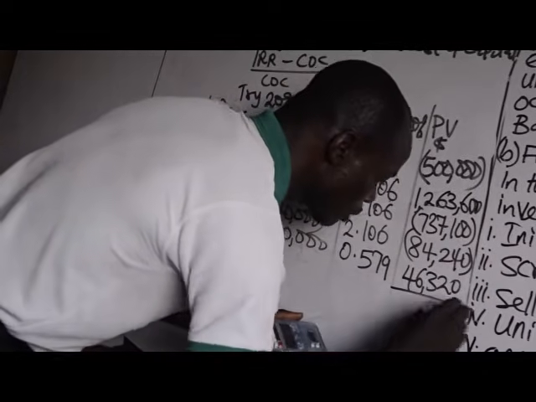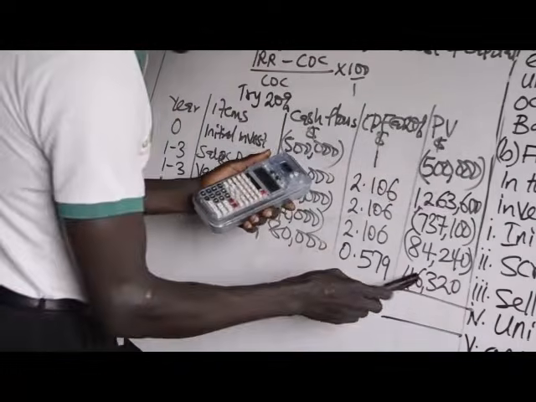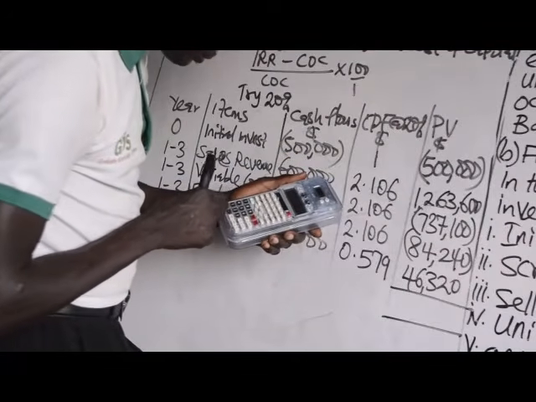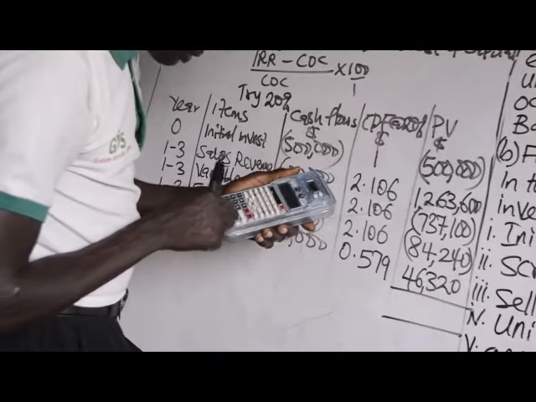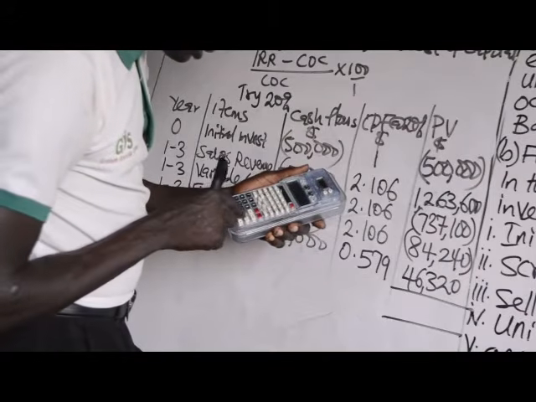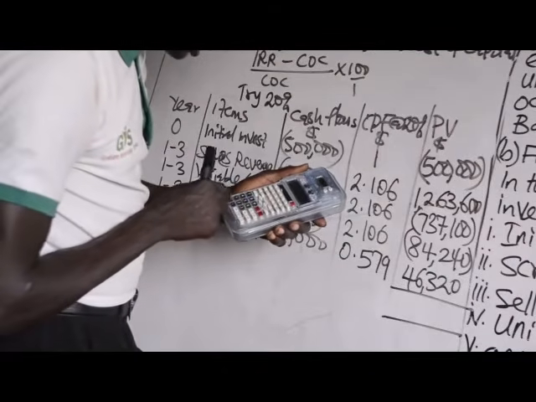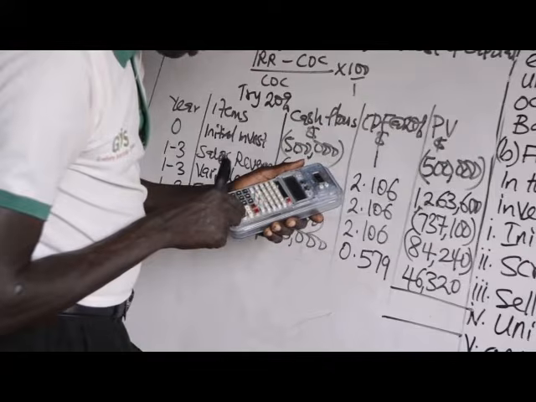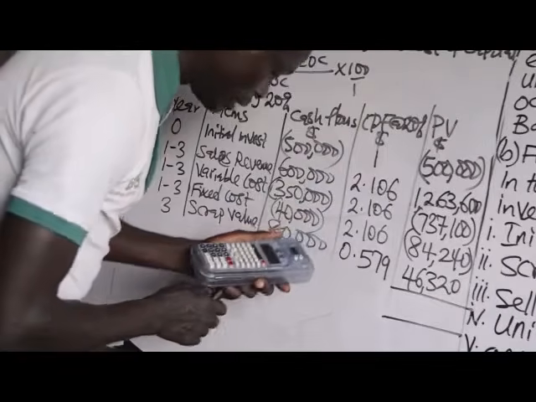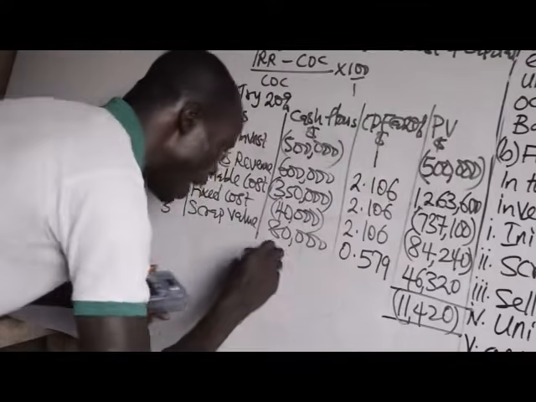Our net present value will therefore be, when you subtract, minus 84,240, minus 737,100, plus 1,263,600, minus 500,000. The net present value is negative 11,420. That is NPV.